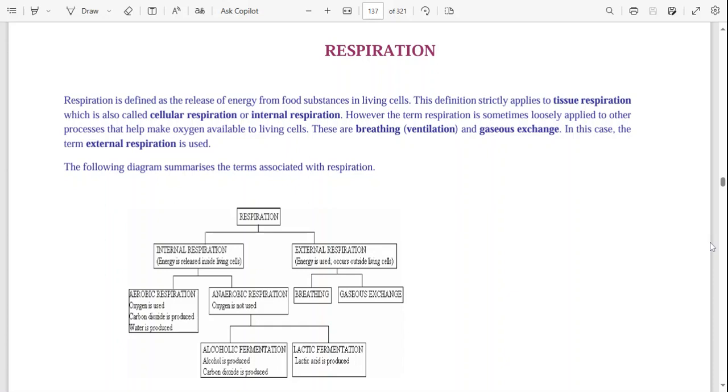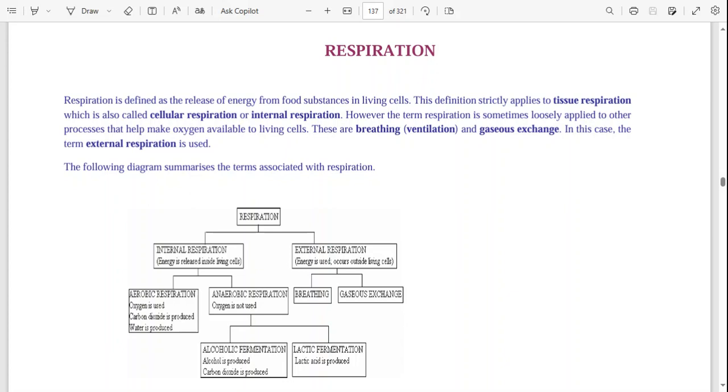Let's talk about respiration. First things first, what is respiration? Respiration is basically the release of energy from the food that we eat. So, you have eaten your food, but then you need to get energy from that food. That energy that is released from the food that you eat is what we call respiration.